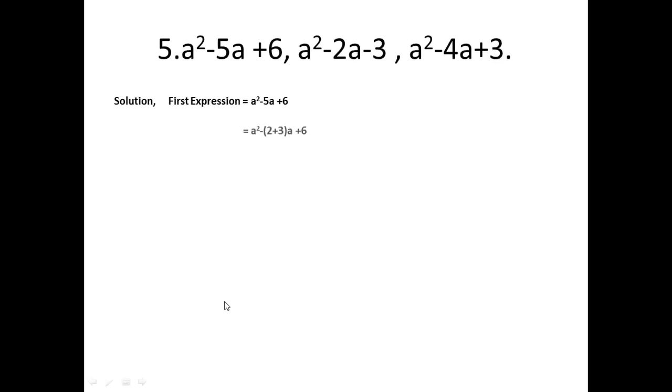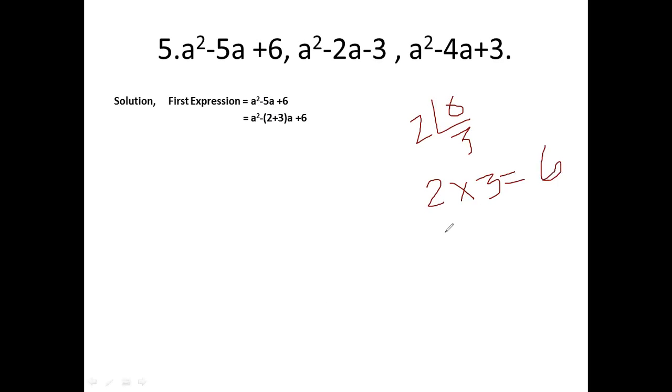The first expression, we use middle term break, because we have 6. If you factorize 6 here, like the previous one, you will get 2 and 3. 2 into 3 will come 6, right? And 2 plus 3 will come to the middle term 5. That's why we use this middle term break. Here we use this one.